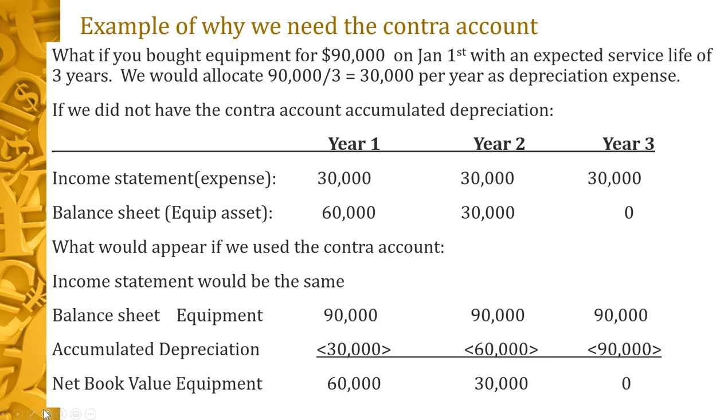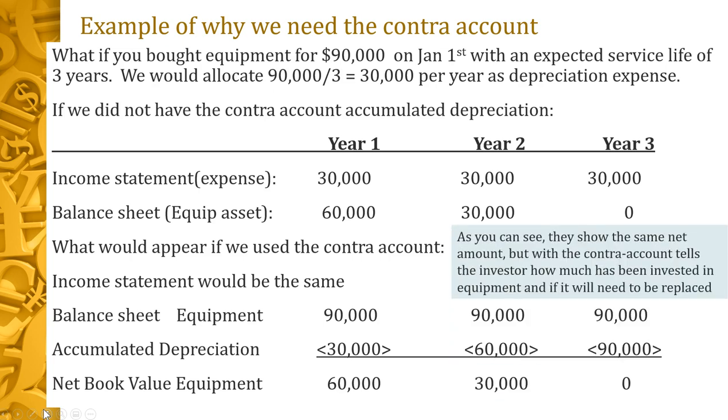That's the reason we have a contra account for equipment. And we have contra accounts for other things also. This is just the first of many. So, as you can see, they show the same net amounts, but the contra account tells investors how much has been invested in equipment and if it will need to be replaced.